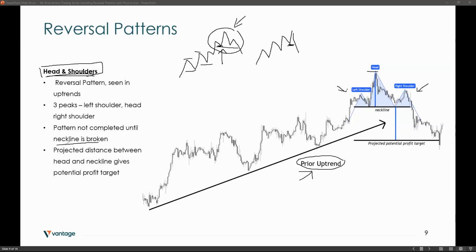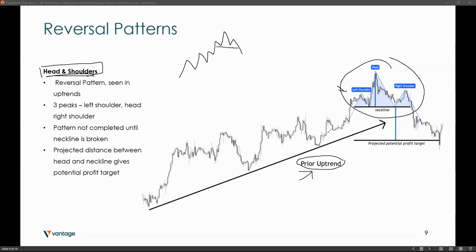This pattern is not completed until the neckline is broken and we have a projected target. Essentially, this projected target is the distance between the head and the neckline. The neckline is the last support region that we can find. So if we refer to this example to the left, and mark out the highs and lows, you can see subsequent higher lows and higher highs. And this is the last pullback that we have before price continues to the upside. So this is the low, which also forms the neckline.